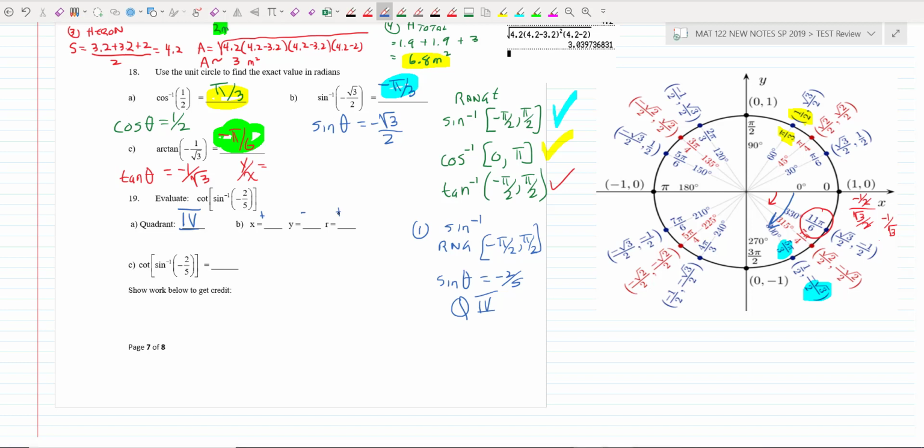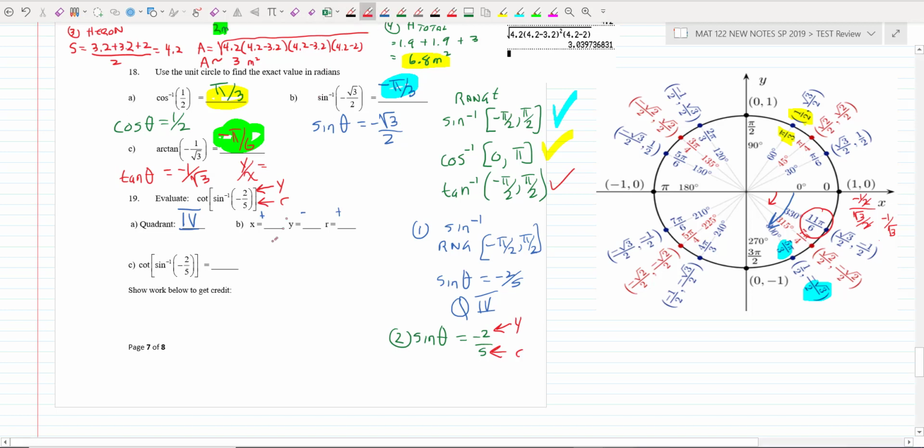But figuring that quadrant out is crucial. So the next thing is the sine, by definition, is y over r. So in this particular problem, the second thing you consider is that this is really saying sine theta is negative 2 over 5. So that tells you automatically what y is, and what r is then.